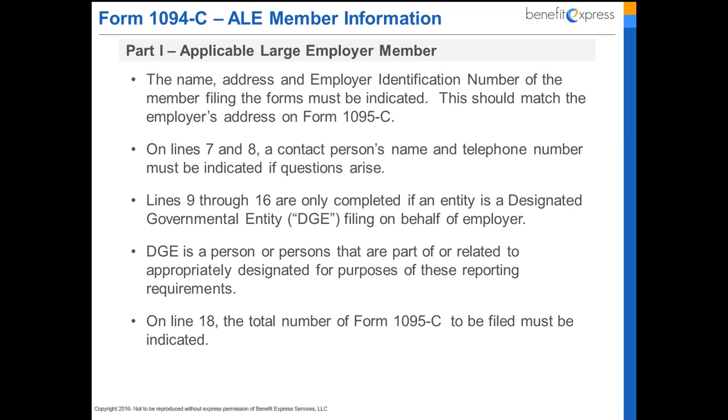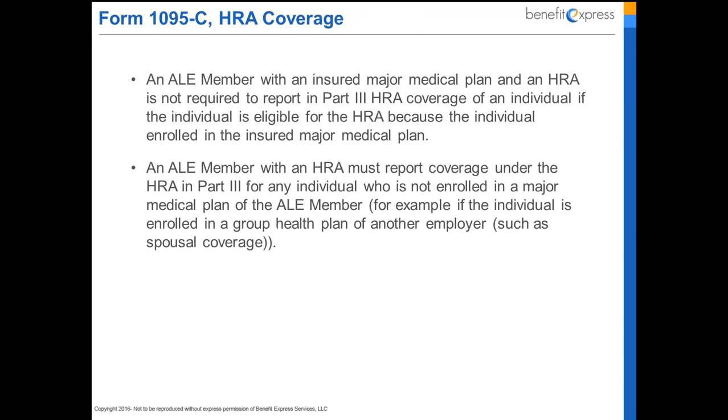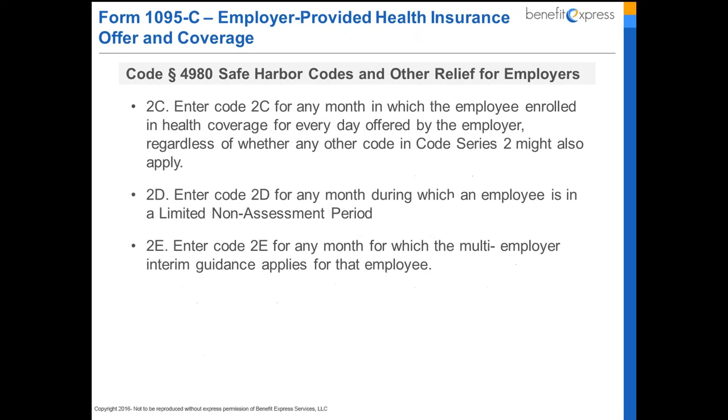Okay. And then if we have an employee that goes through their 90-day waiting period and enrolls in our coverage during the middle of a month, let's say January, do we use code 2C for the month of January even though they weren't covered for the whole month? No, let's look at 2C. Enter 2C for any month in which the employee enrolled in health coverage for every day offered by the employer. It's every day of the month. So it's got to be for the entire month.